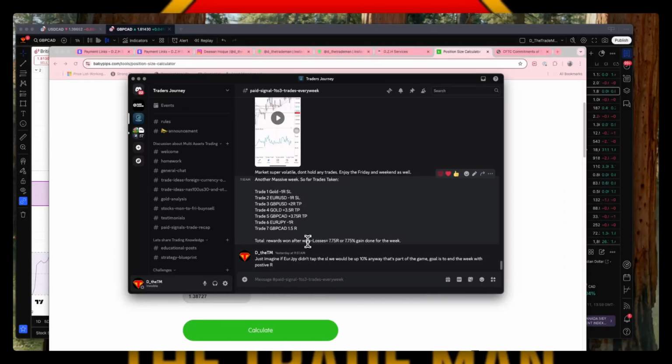So this here is wins minus losses, 7.75%, which is based on only 1% risk. Okay, so if you risked 1% for all of these trades, you made 7.75. If you risk 2% for all of these trades, it will be 15 point something percent, close to 16% gain. So that's why this is very important.